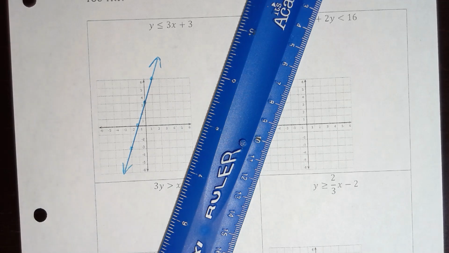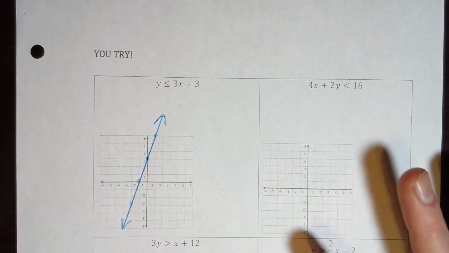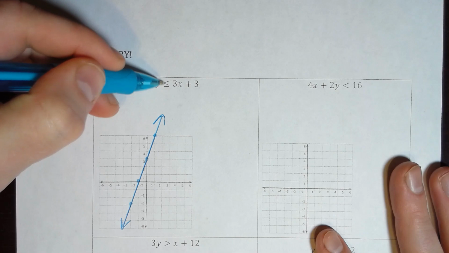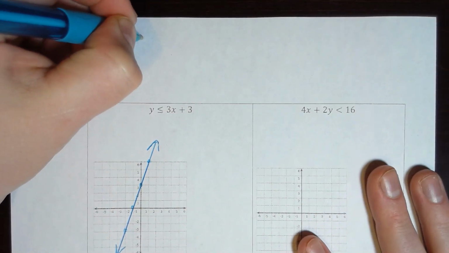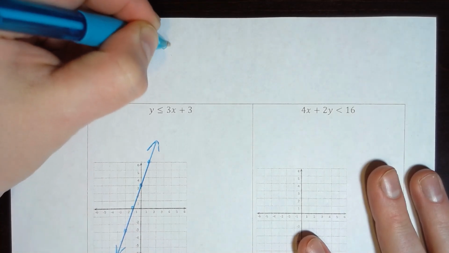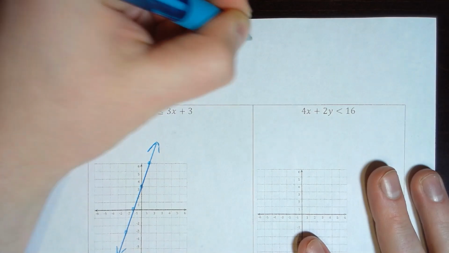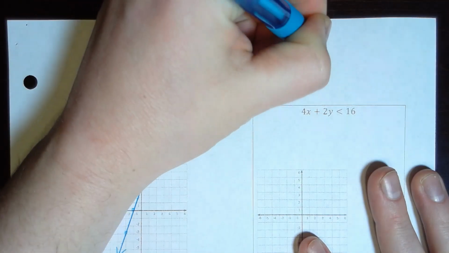Now we've got to determine what the shaded region is. And I'm going to tell you that there are two different ways of telling, especially if y is all by itself. The first way, let's write this. Where is the shaded region?